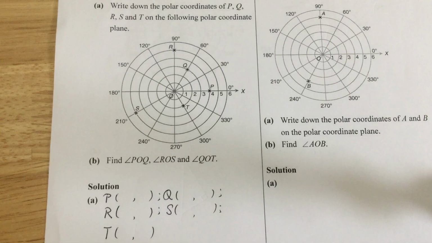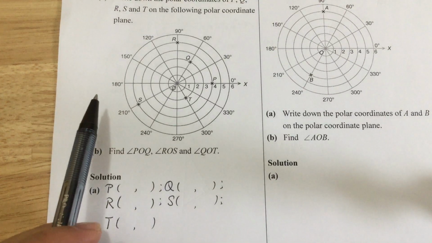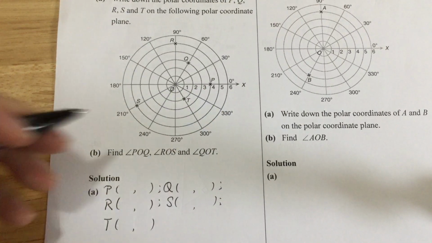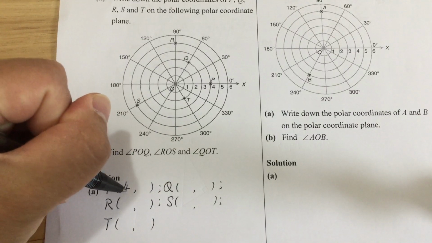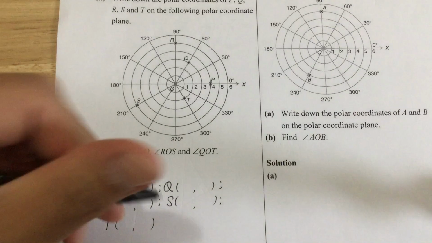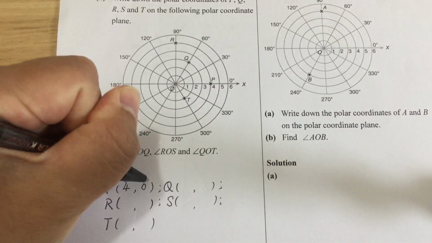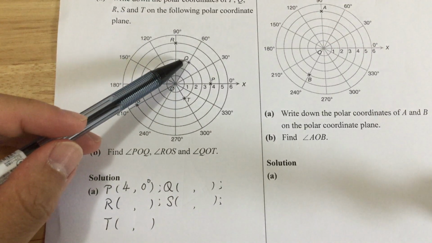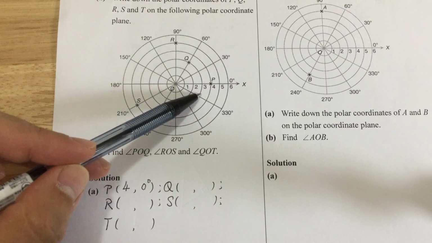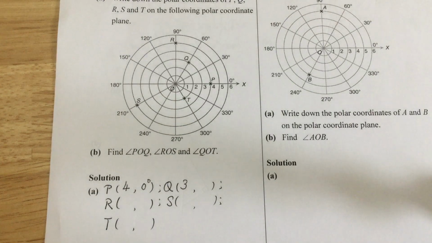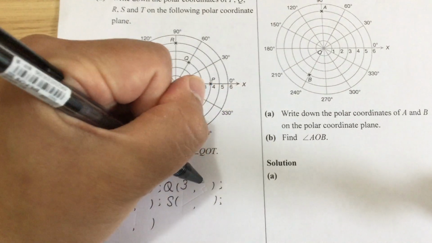Okay, now once again, for P, we're going to tell you the answer now. We have 4 units, so we write down 4 here. And then you will see 0 degrees here, so we write down 0 degrees. For Q, look at this. Which circle does it belong to? The first circle. So you have 3. And then we must write down this is 60 degrees.